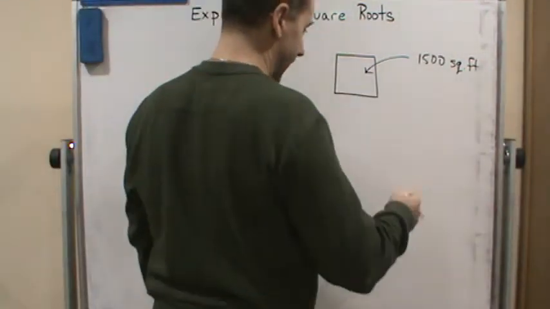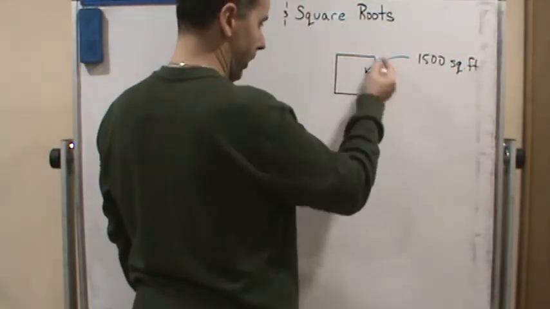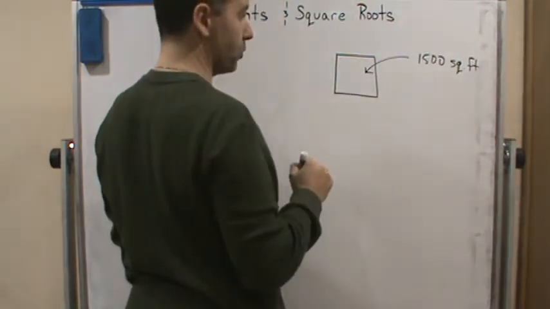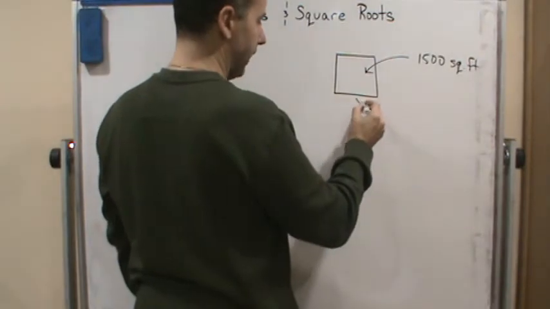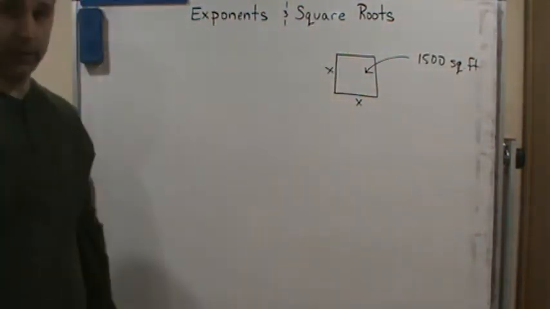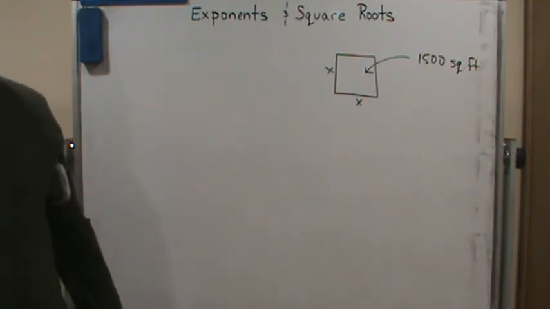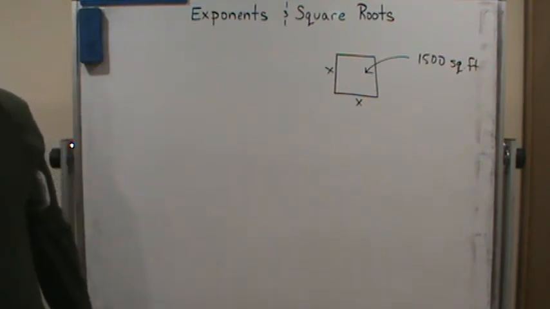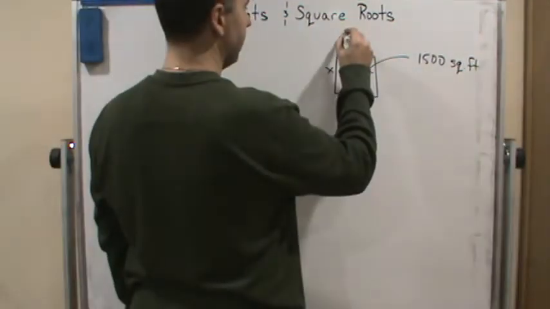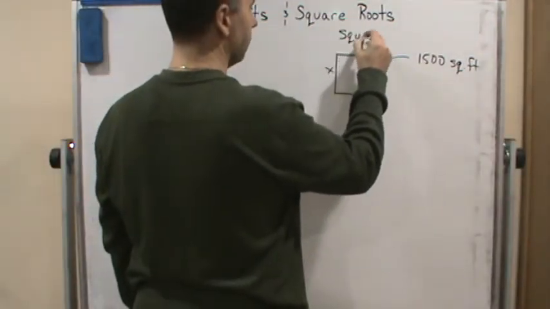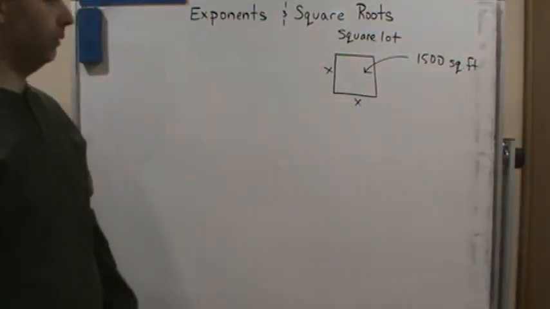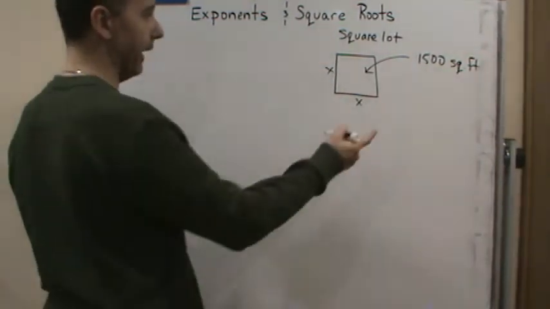The question that we need to ask is, if we want a square plot where the area is 1,500 square feet, what are the dimensions, the length and the width? The length of the sides need to be what, for this to occur? The key is that this is a square lot. Okay? So we know the area, right?